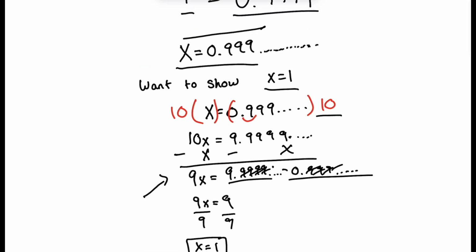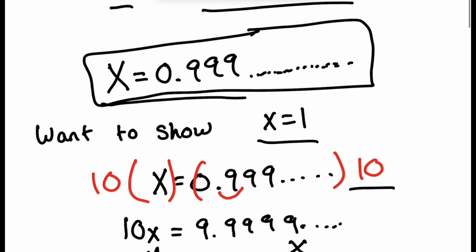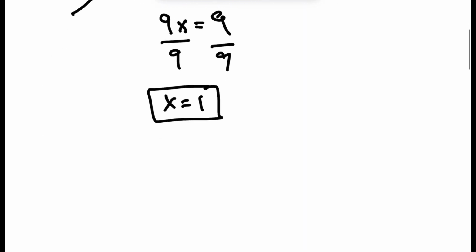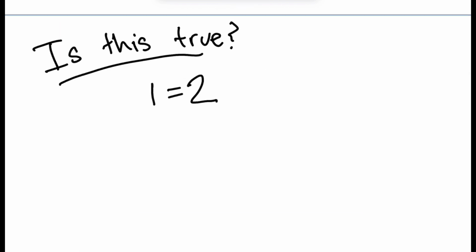We started with x equaling 0.9999 repeating. Therefore, because x equals 0.999 repeating and x equals 1, this shows that 1 is equal to 0.999 repeating. Now, if you went to elementary school, you would probably say no. But here's a proof that 1 actually does equal 2.